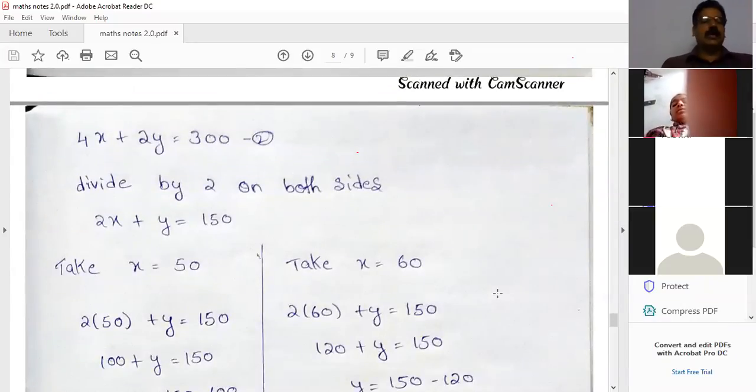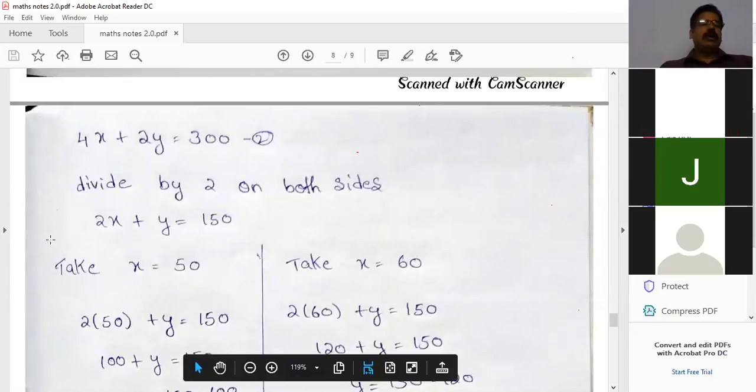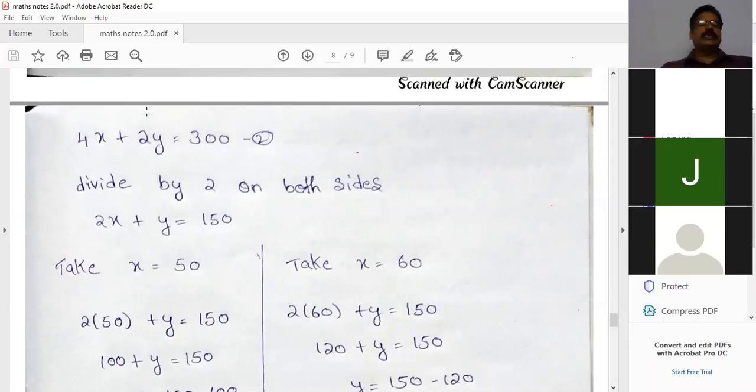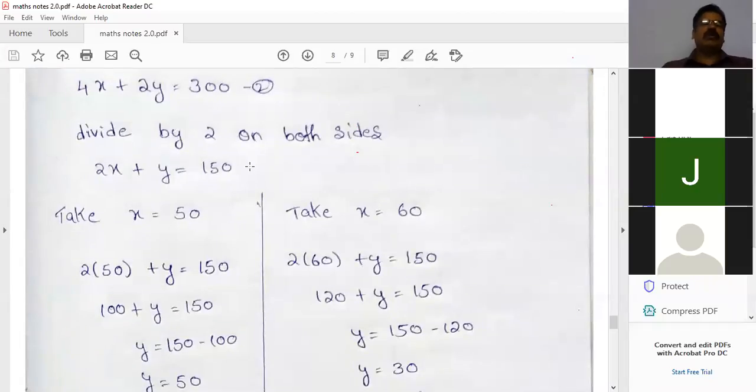Now see the second equation. 4x plus 2y equal to 300. Divide by 2 on both sides. Now the 2 table is going, that's why I make this equation simple. Divided by 2 table: 4x by 2 is 2x, 2y by 2 means y, 300 by 2 means 150. Now my equation is 2x plus y equal to 150.